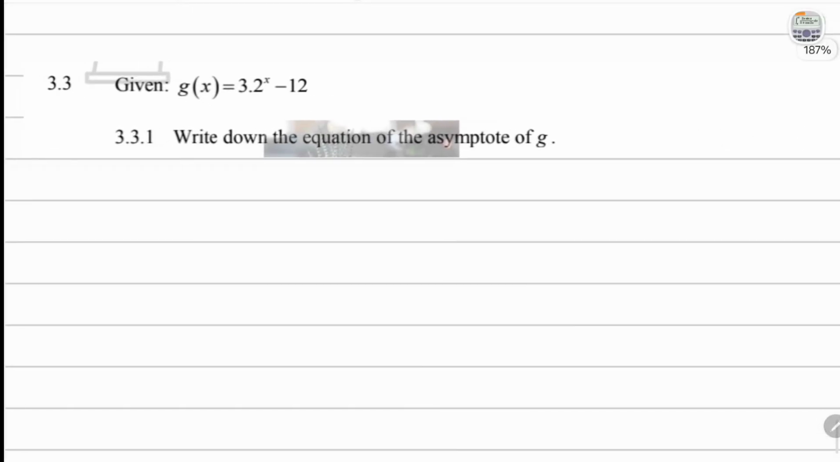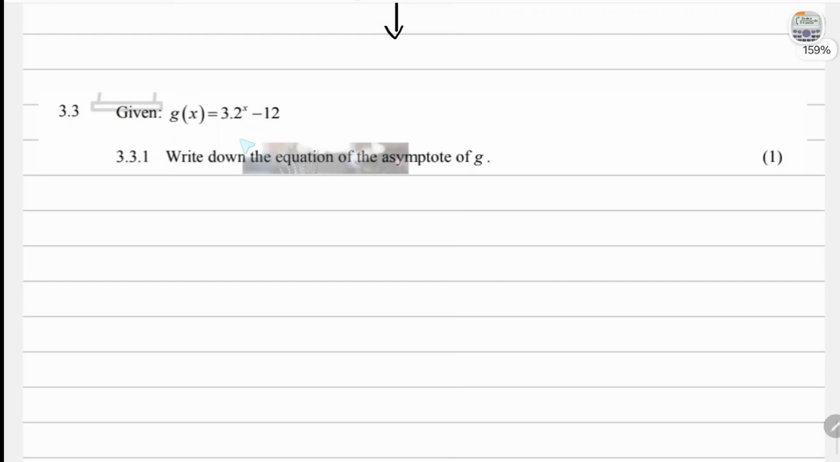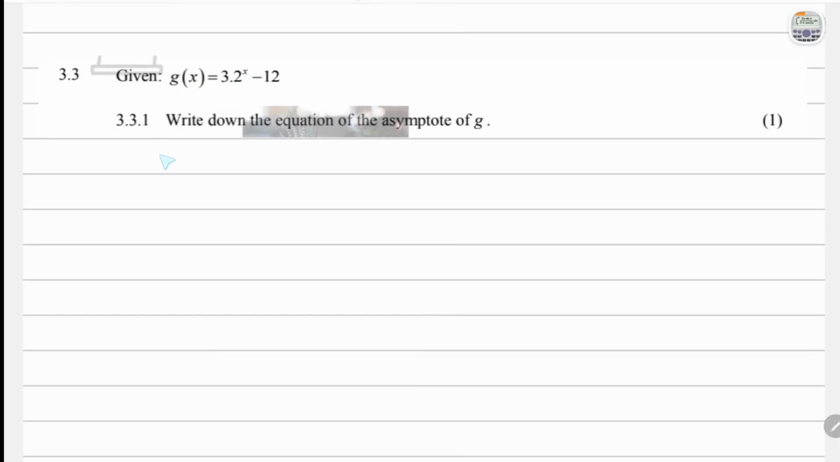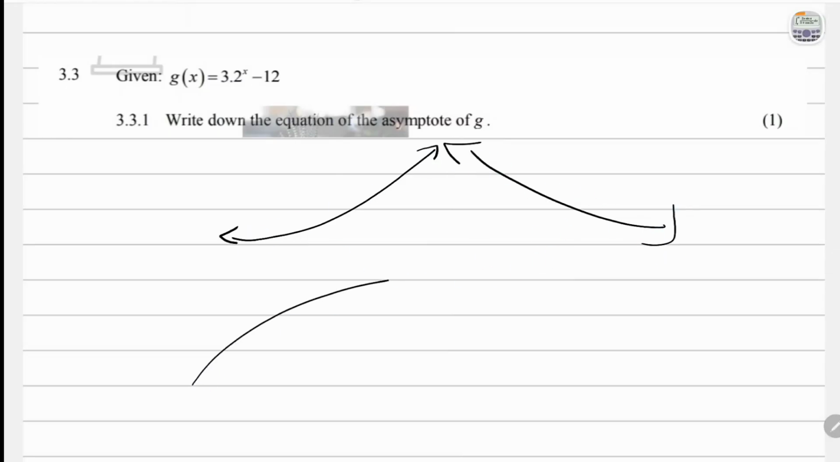The next question, we have 3.3 and we have been given g of x is, and you can see this is an exponential function. And the first question is that we need to write down the equation of the asymptote of g. Okay, so the asymptote of g. An exponential function only has one asymptote, okay? It either looks like that or like that. It can be below like that or like that, okay? Only has one asymptote, and the asymptote is that horizontal line that it will have, that the graph will not go below or will not go above.